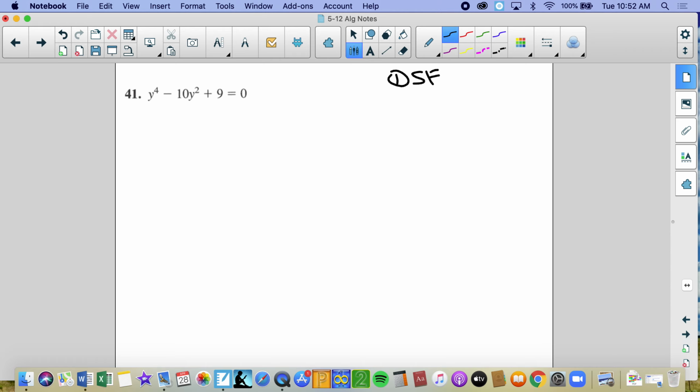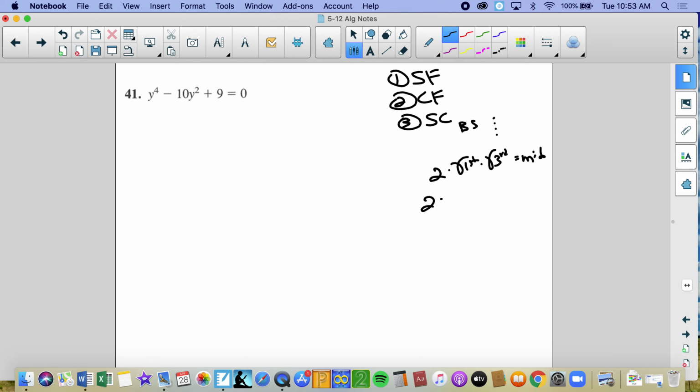Standard form, yes. Common factor, no. Special case. So it's three terms, so I'm going to look for binomial square. And binomial square has four things. Does it have three terms? Yes. Is the second sign positive? Yes. Are the first and third perfect squares? Yes. Does the middle equal the square root of the first times the square root of the third times 2? Does that equal my middle?